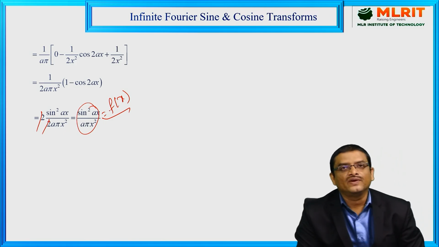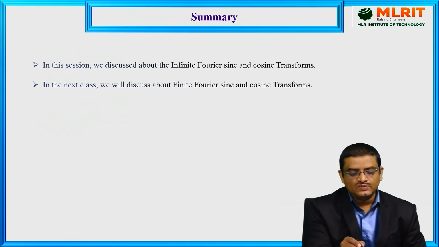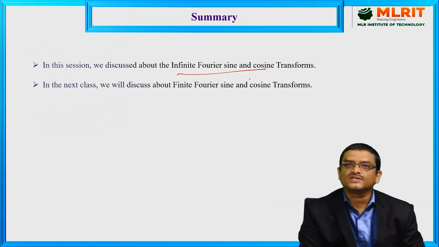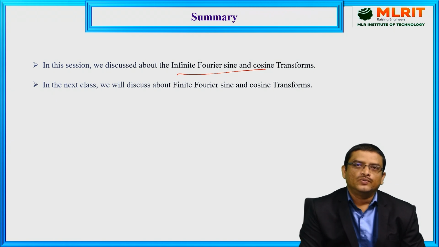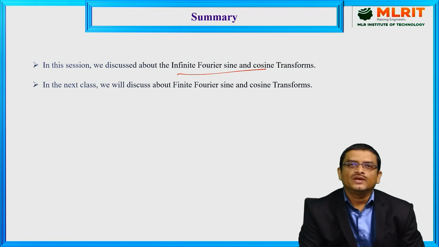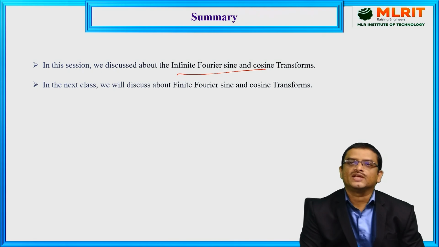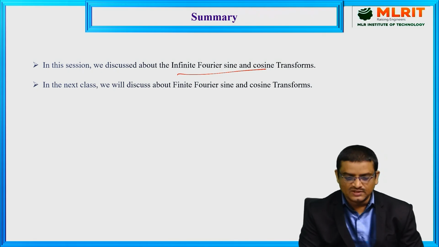So this is the way how we can apply these inverse formulas to get the value of f of x. In this video we have discussed infinite Fourier sine and cosine transforms with the standard formulas and its inverse formulas with some examples. Now in the next video we are going to discuss what is a finite Fourier sine and cosine transform, and how to find the finite Fourier sine transform and finite Fourier cosine transform for the function f of x. Thank you.